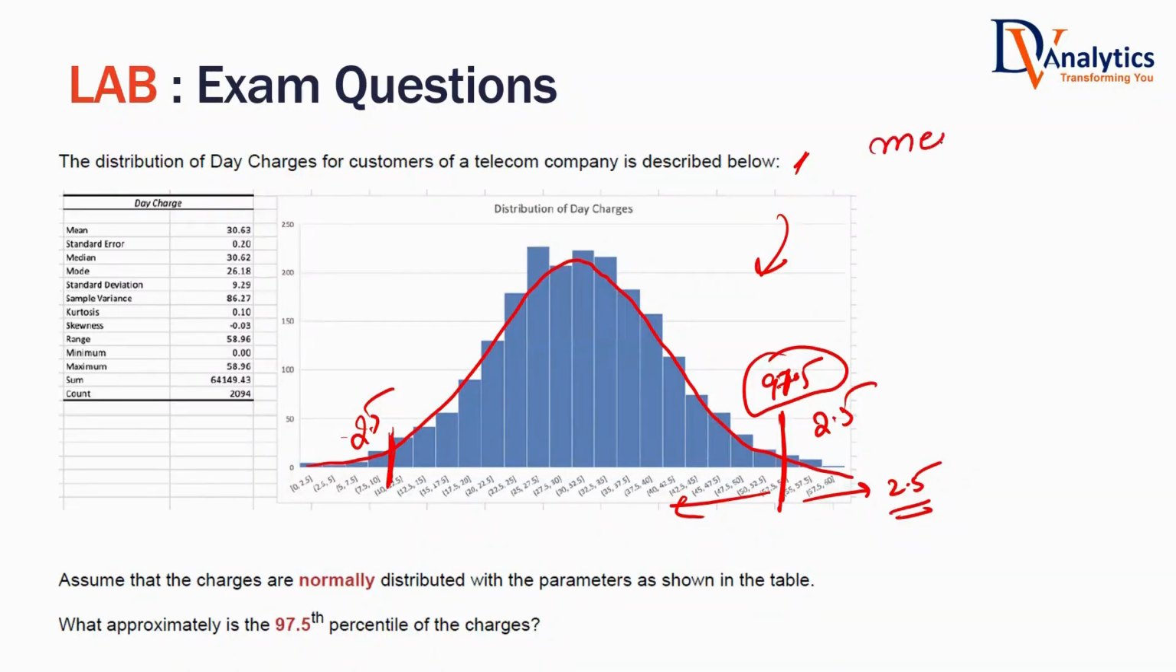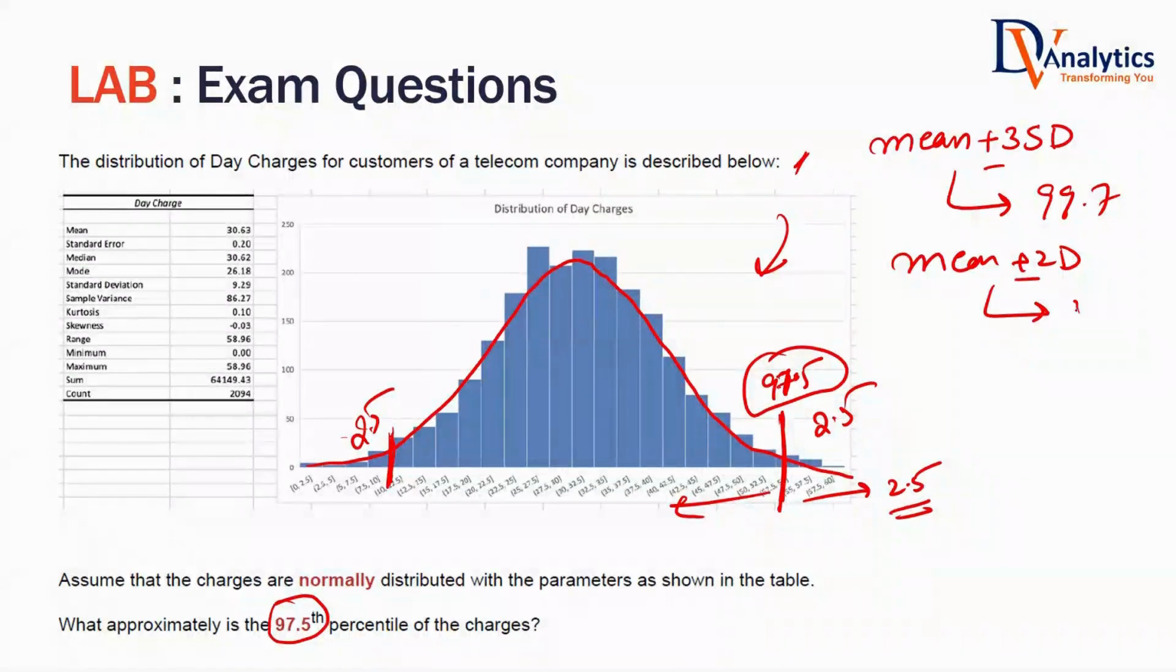So mean plus 3 SD, correct? 3 SD or 2 SD? 3 SD will consist how much data? 99.7. Whereas here we are asking about the 97.5th percentile. So what is 2 SD consisting? Mean plus or minus 2 SD is consisting of 95.